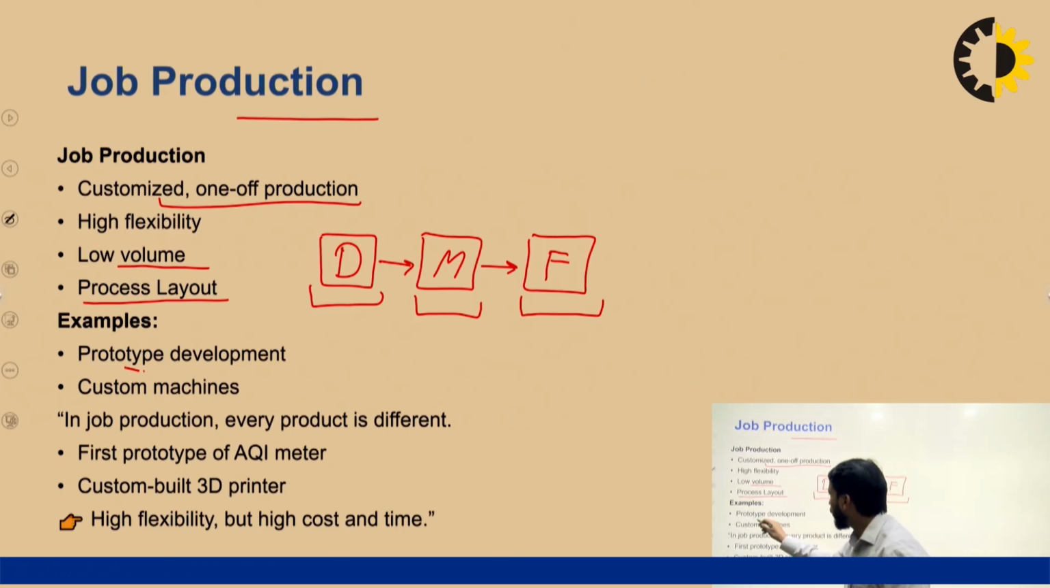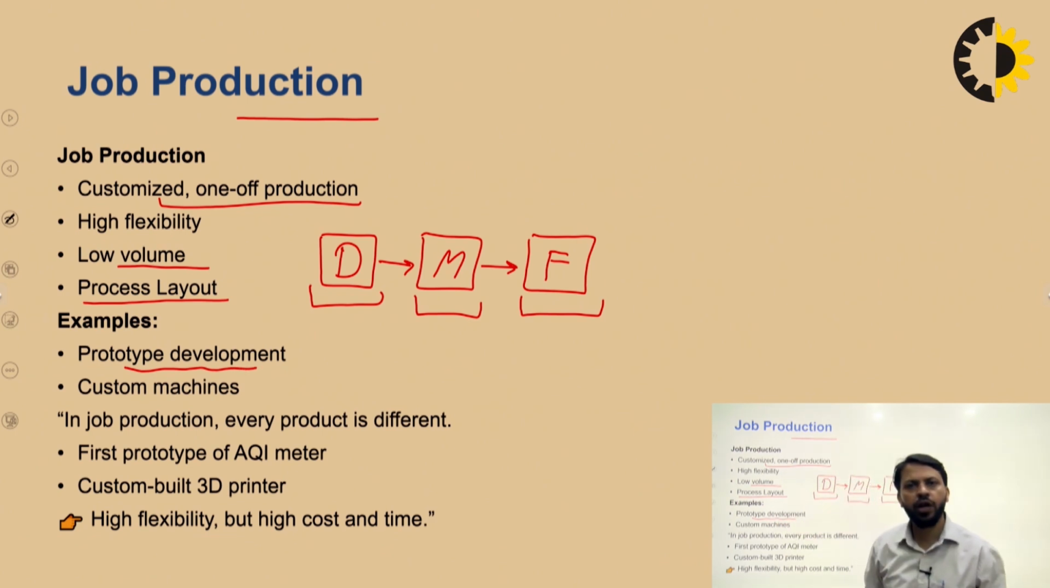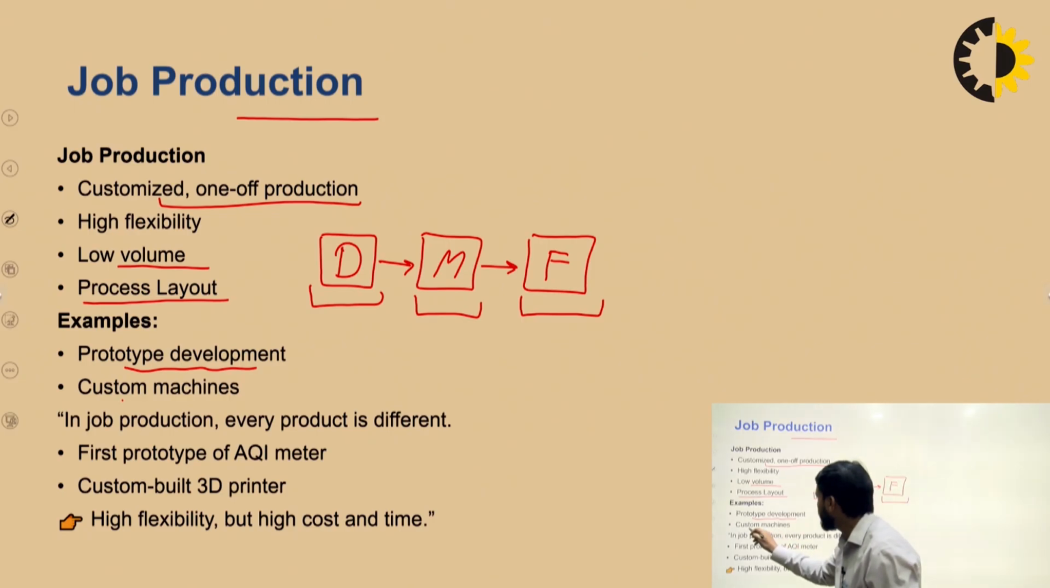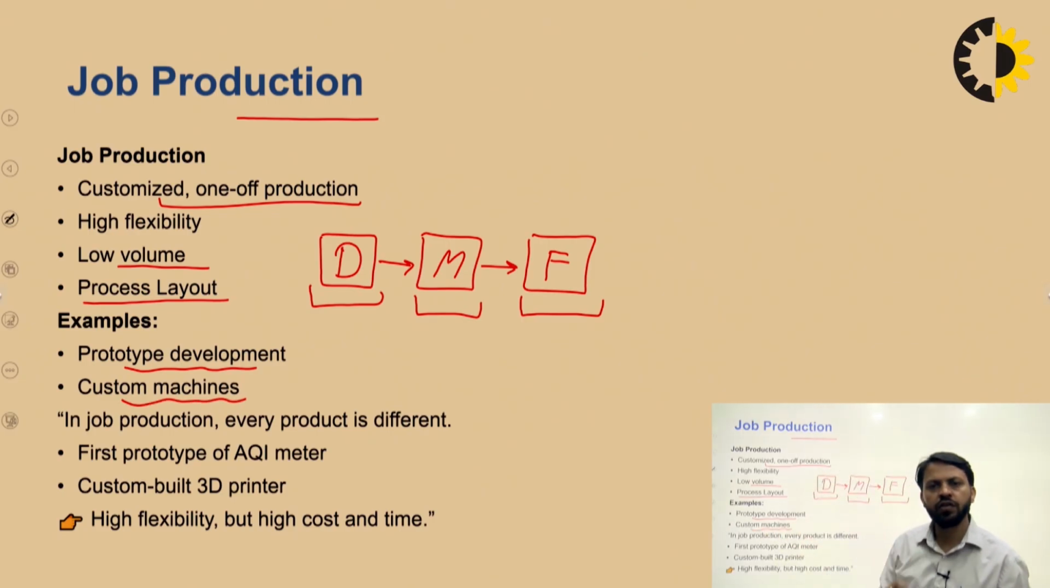What are the examples? Prototype development. In the prototype development stage, you are not going to use a mass production system to produce prototypes, because you are going to test on these prototypes, as we have seen in the new product development cycle. So for prototype development, this production system is considerable. Custom machines, custom implants. If you are in a very niche area of certain technology, then you are not going to produce thousands of products in a single day. You are going to make very few products with very specific technologies. In these domains, this production system is very good.